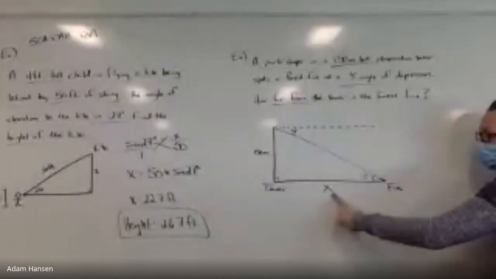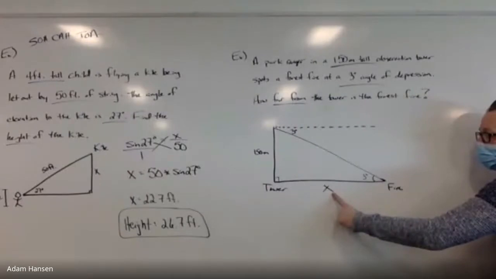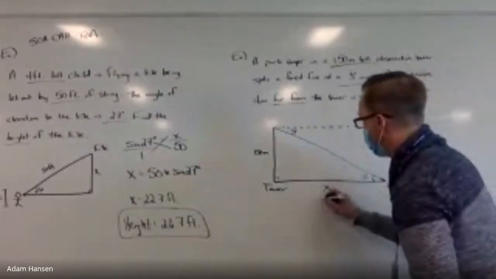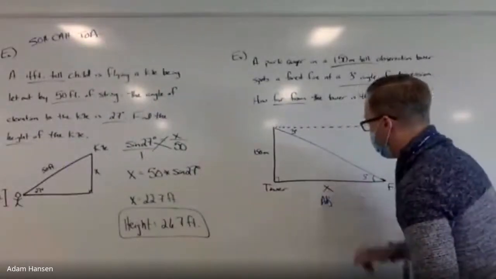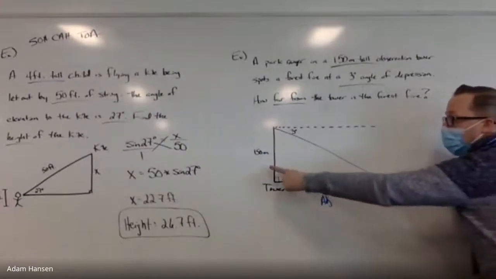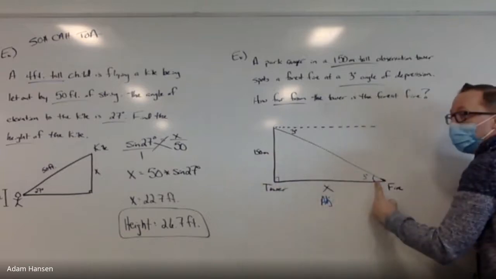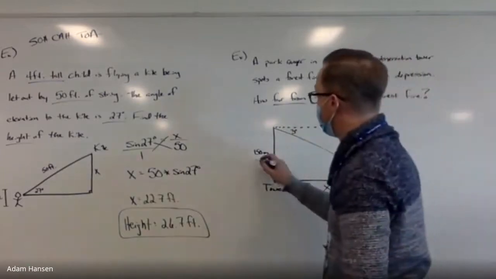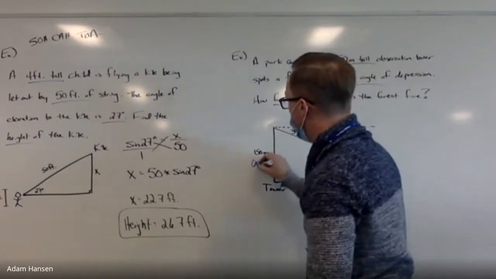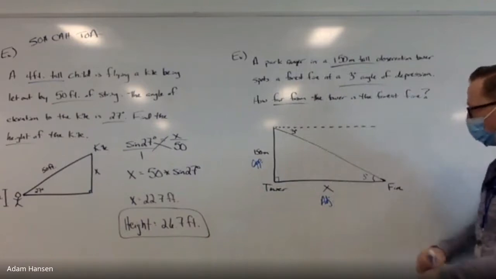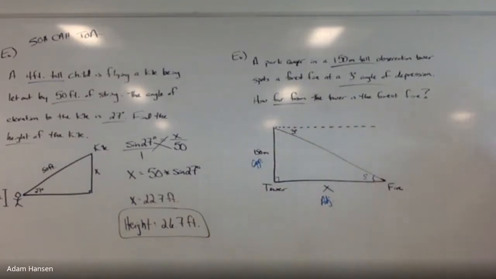Is that the opposite leg, the adjacent leg, or the hypotenuse for my 3-degree label here? I think I'm given the 150 meter height of the tower. Is that opposite or hypotenuse from the 3-degree label here? Opposite, good. Trig ratio. Think about sine, cosine, tangent. What do you say next? Sine, cosine, or tangent?